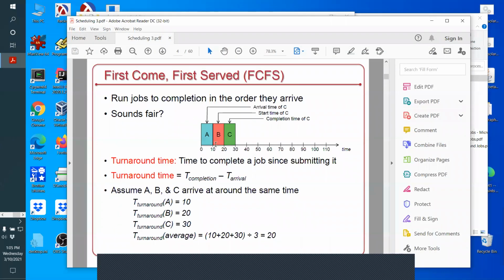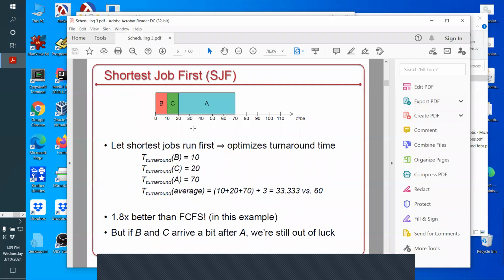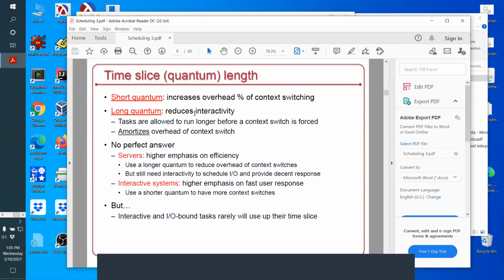We're going to do a lot of these kinds of examples here. We're going to start talking about these kinds of examples. They're in our textbook also. First come first serve, shortest job first, response time, round robin. These are the ideas we're going to talk about.